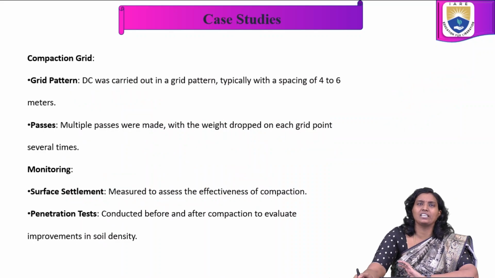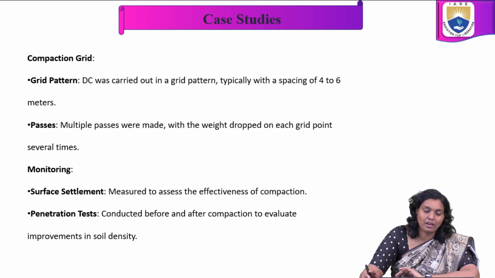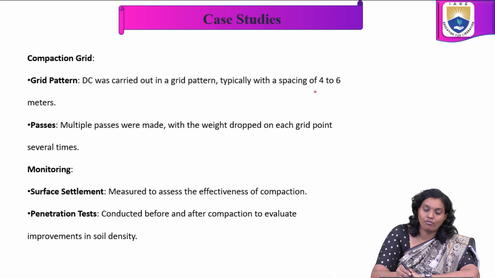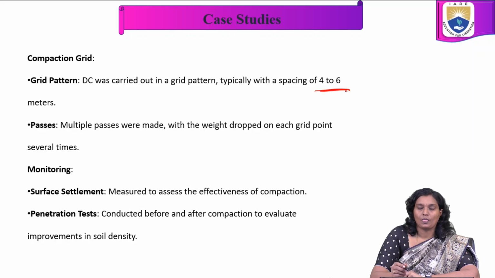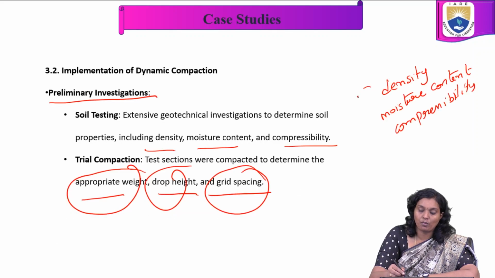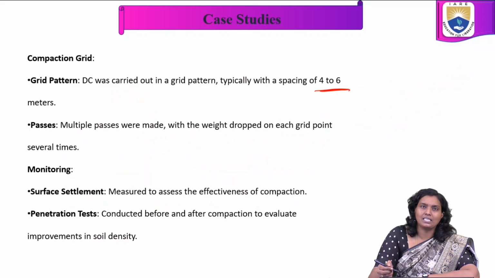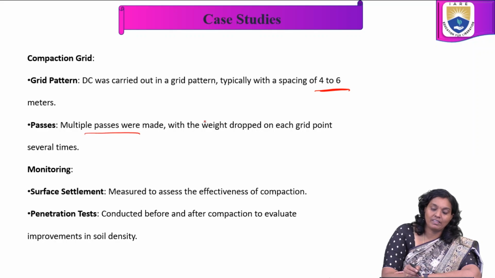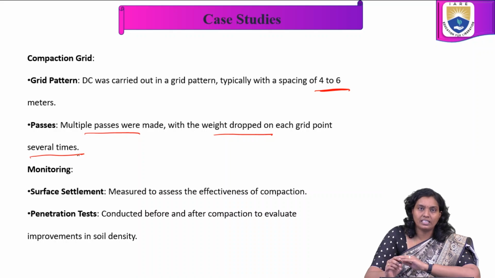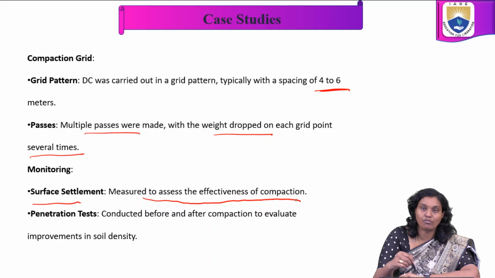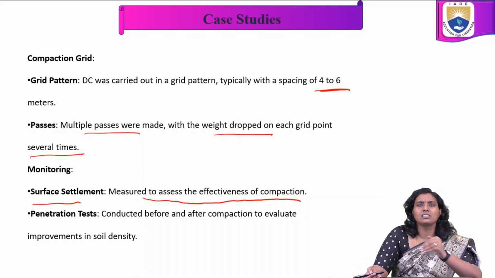Now in this compaction grid pattern, the dynamic compaction was carried out on a grid plan, typically with spacing of 4 to 6 meters. How much spacing depends upon getting the desired properties of the soil. In this, multiple passes were made, with the weight dropped on each grid point several times. In monitoring, surface settlement is measured to assess the effectiveness of compaction.